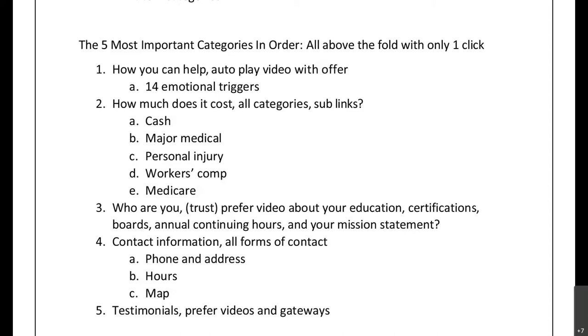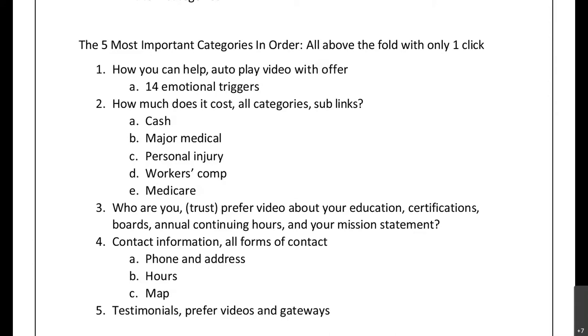That's all forms of contact. So typically we'll have one page that has the phone number and address, another page has the hours, and another page, subpage, these are all subpages in the contact information, is the map. So those are the 4 big ones.